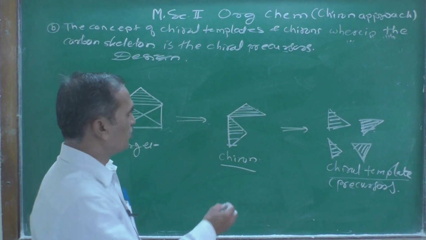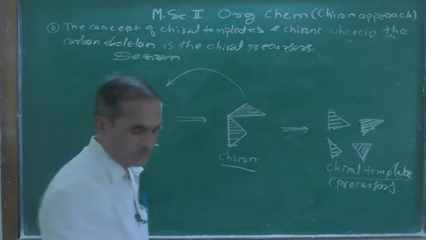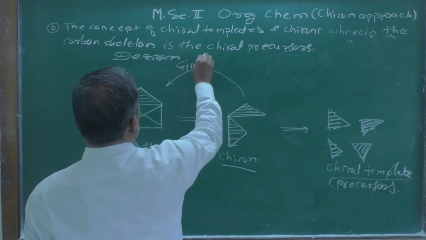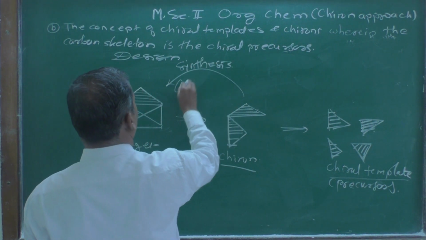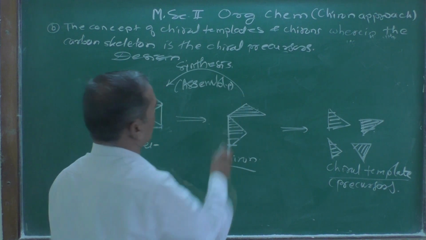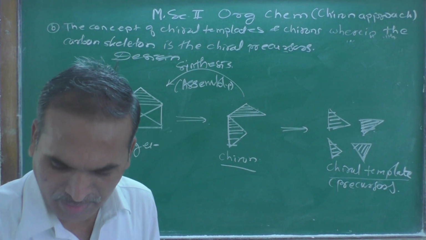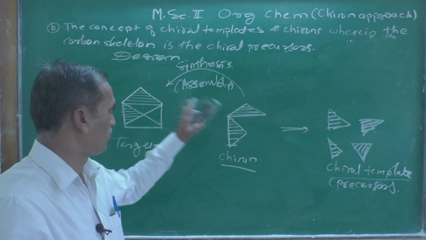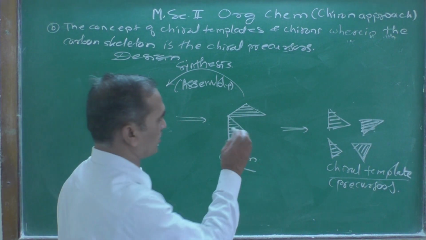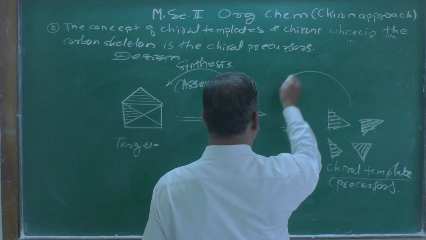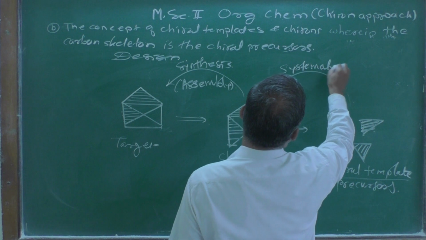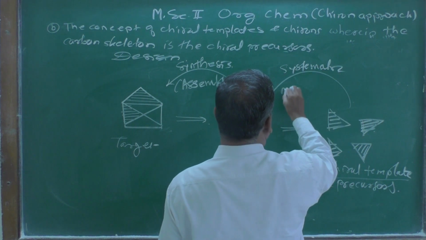If you go from this to this and do the synthesis, this is a synthesis from the chiron approach. Whatever synthesis, that is called assembled over there, right? Assembly means we assemble together and we get the target molecule. And from systematic modification, this chiral template requires systematic modification.